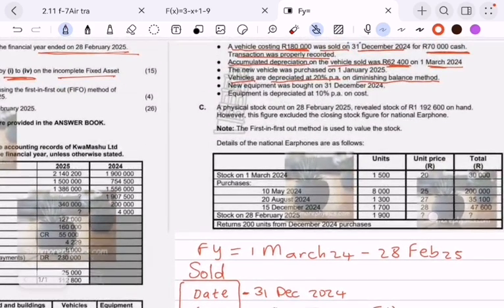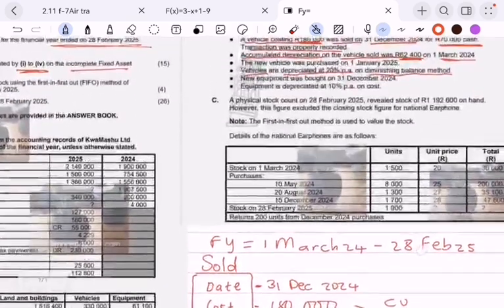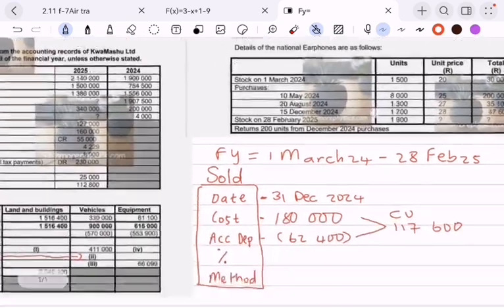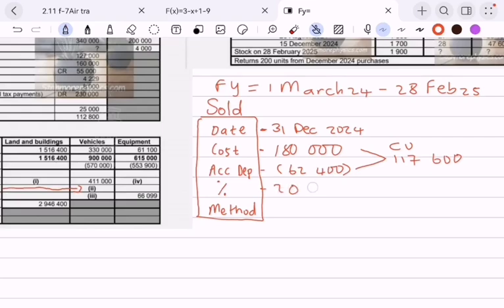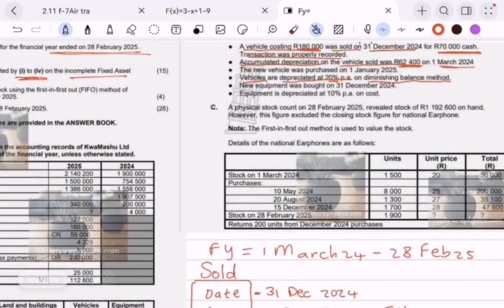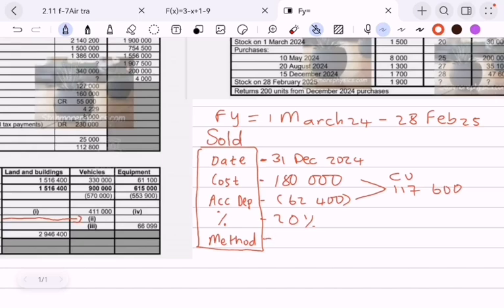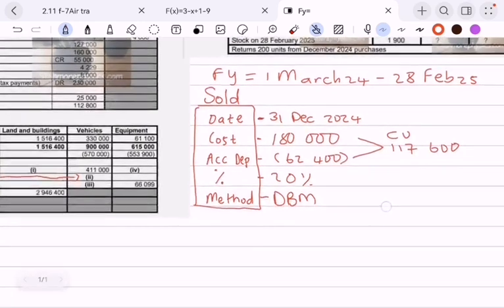Right. Then after, we have to check our percentage. They told us vehicles are depreciated at 20%. You write your percentage. That is 20%. What is the method of calculating depreciation? Diminishing balance method. Beautiful. So what do they mean by diminishing balance method? They basically mean that your asset is depreciating based on its carrying value. Right? It depreciates based on its carrying value. That's the simplest way of understanding it.